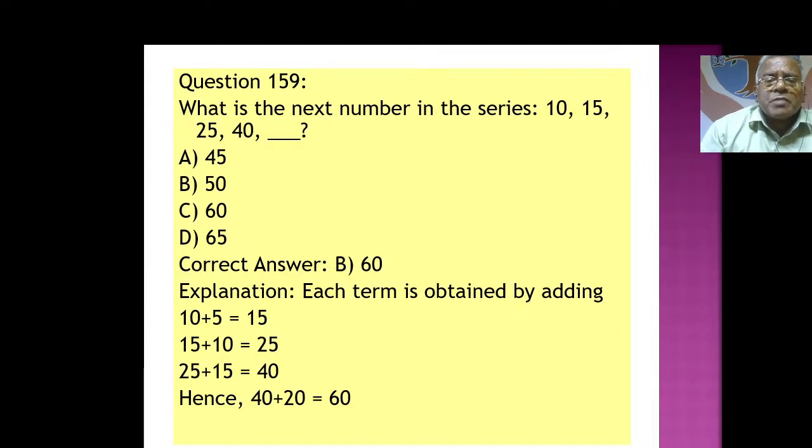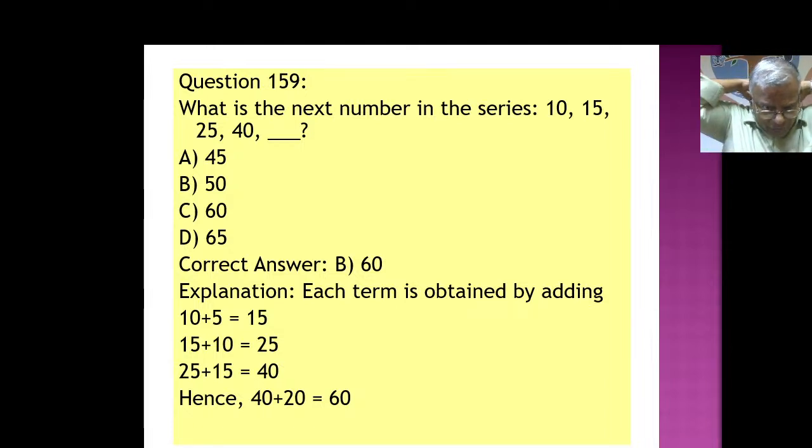What is the next number in the series? 10, 15, 25, 40. So how will you understand this? Each term is obtained by adding, first 5. 10 plus 5, 15. 15 plus 10, 25. 25 plus 15, 40. Then what should be the next number to be added?